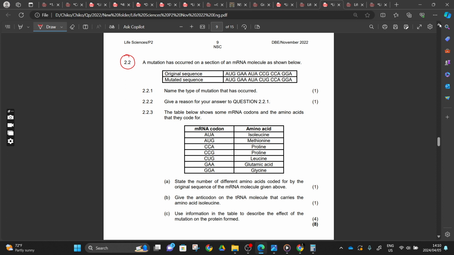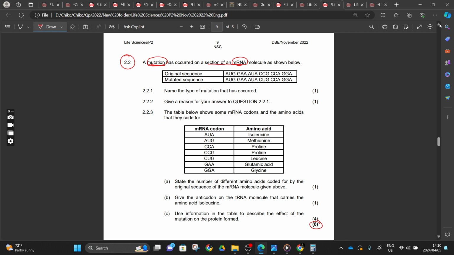In 2.2, they said a mutation has occurred on a section of an mRNA. So there was a mutation that occurred in an mRNA. Here they brought 2 questions, a mutation, 8 marks. So 5 plus 8, that's 13, right? You'll have your 13 placed aside. A mutation has occurred on a section of an mRNA molecule as shown below.